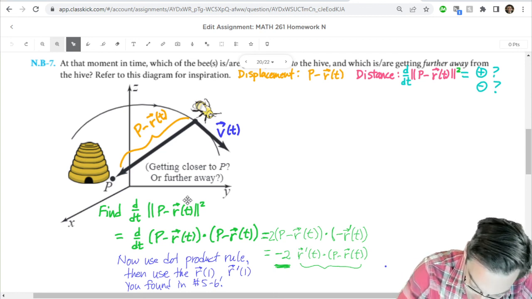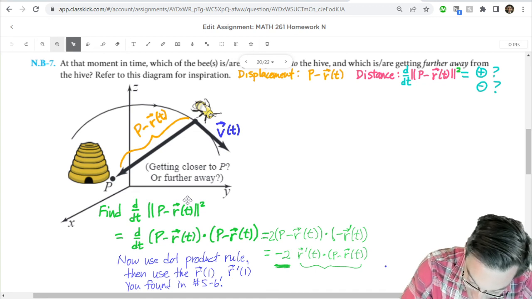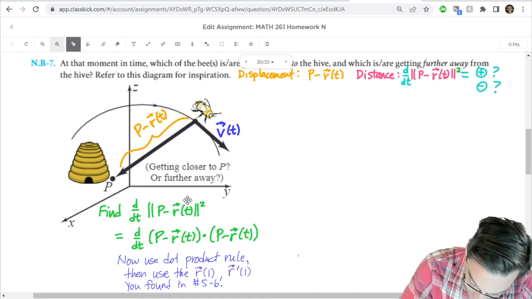So yeah, every year when I assign the beehive question, we end up having a discussion like this one. So I hope this was helpful.